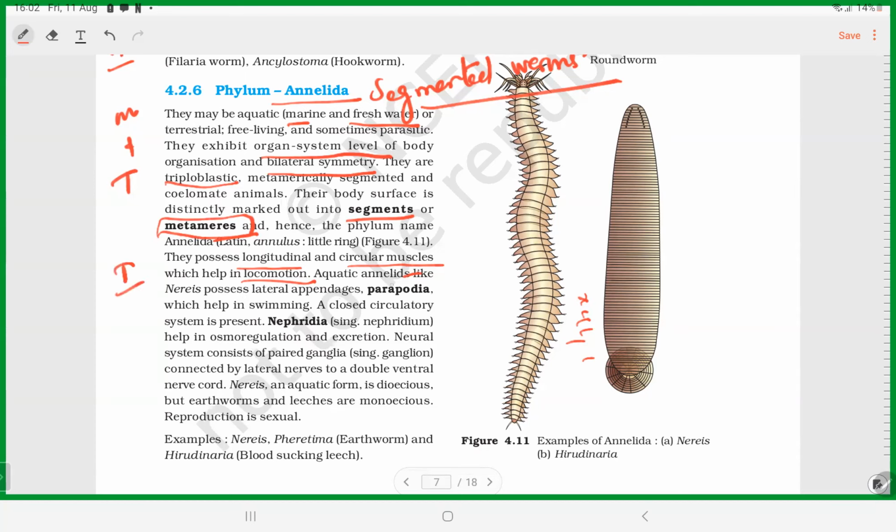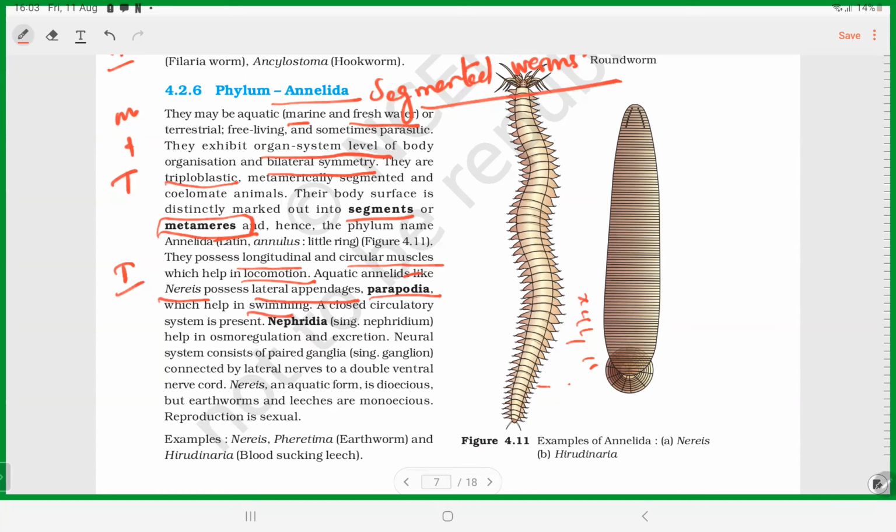And then aquatic annelids, like Nereis, this example is very important. Nereis possess lateral appendages. Means on the sides you can see some special units. They are called lateral appendages. Okay, you can see on the body surfaces, if they are present, they are called lateral appendages. And then parapodia. Parapodia help in swimming. Lateral appendages and parapodia help in swimming. That's the other important point.